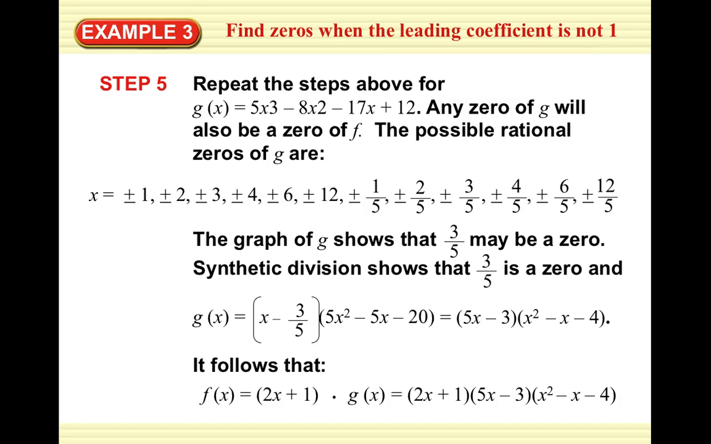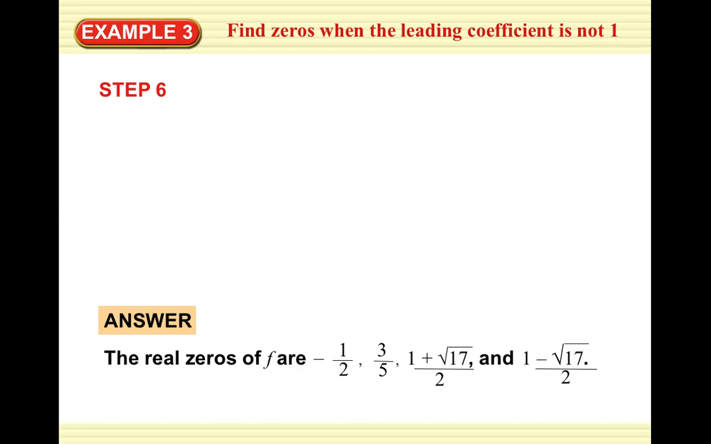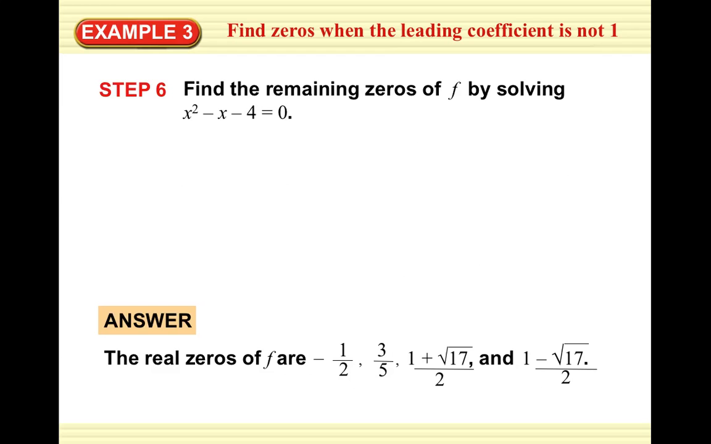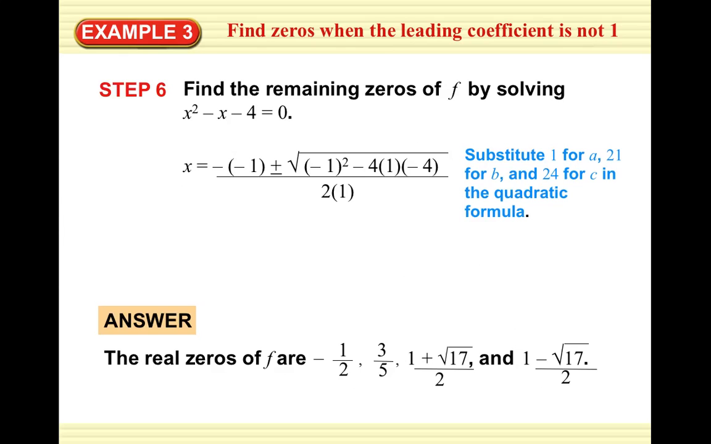So we have, again, 2x plus 1. That was steps 1, 2, and 3. And now we have 5x minus 3 from steps 4 and 5. And using the quadratic equation, we can solve for any remaining zeros. So here's the quadratic equation, substituting in a, b, and c. When we solve it out, we get that x is equal to 1 plus or minus the square root of 17 over 2. So for our quartic function, we have 4 real zeros.